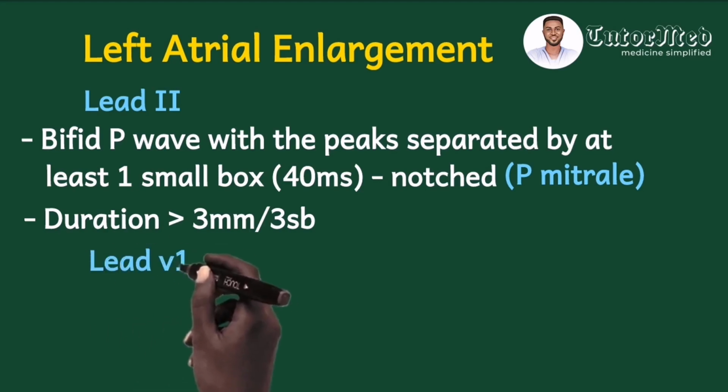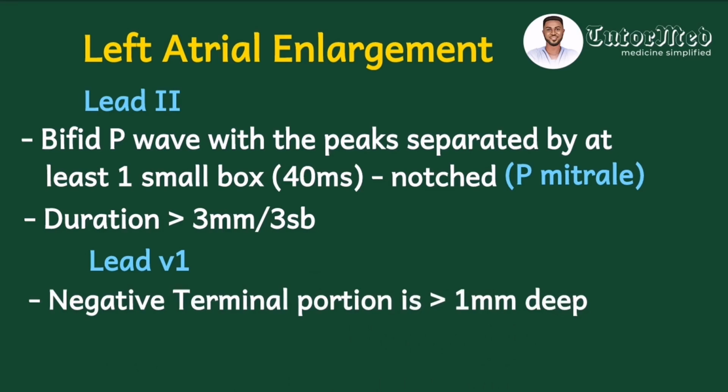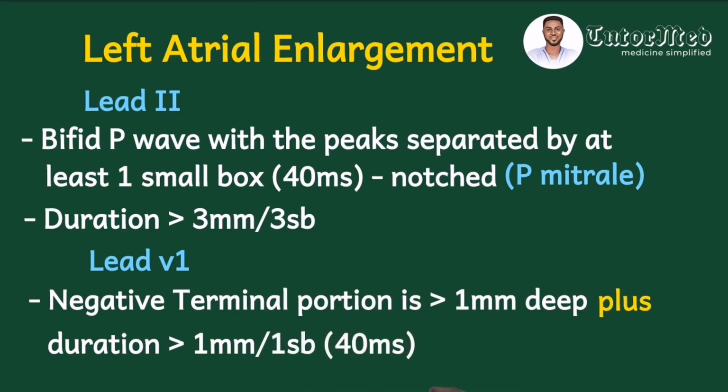How about V1? What will this show if there is left atrial enlargement? Now remember, the negative component speaks for the left atrium, and so here the criteria is that the negative part would be more than 1 millimeter deep, and then the duration or the width will be more than 1 millimeter wide. In other words, it will be more than 40 milliseconds. Now let's illustrate these criteria on the next slide.